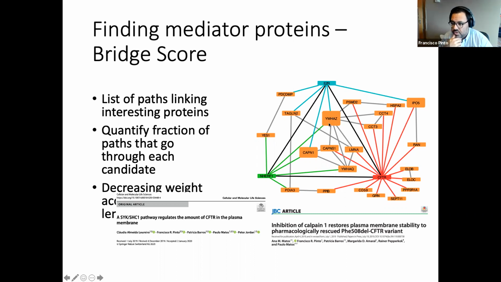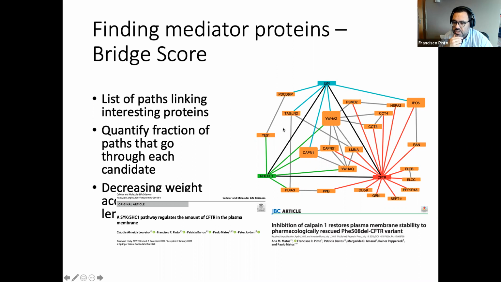In this case, the shortest path possible is, for example, this YWAHAZ protein, which interacts directly with NRF and with ESRIN. So there is a path of length 2 linking these 2 proteins that is mediated by this protein. But this protein also participates in pathways that go from CFTR to ESRIN and from NRF to CFTR. And that's why it has a large size here, because that's the bridge score. The bridge score counts how many times a protein is part of short paths linking these interesting proteins, giving more weight to shorter paths.